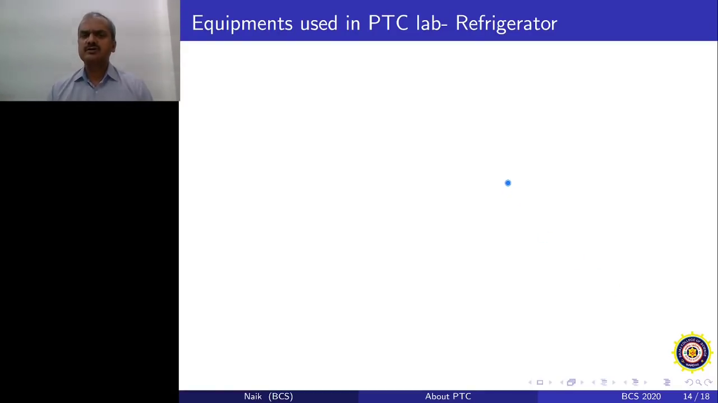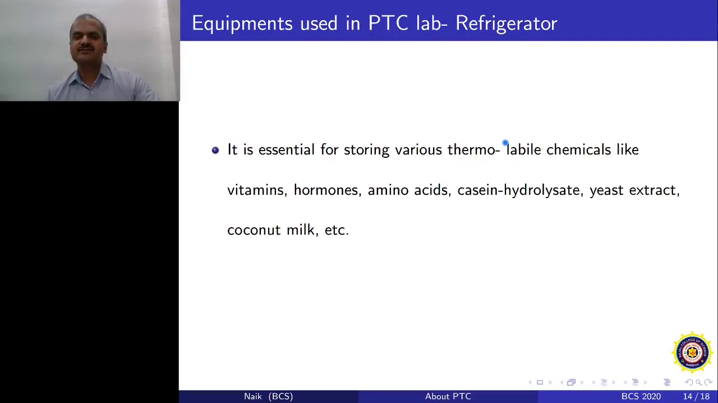Autoclaving work has to be done meticulously. If you do autoclaving hurriedly, then you might end up having various problems in your media. The next equipment which we are going to use in the PTC lab is a refrigerator.